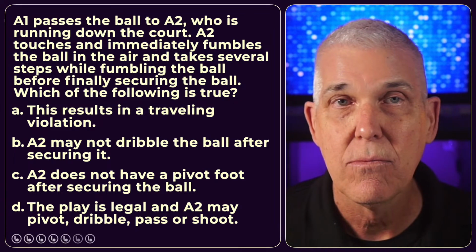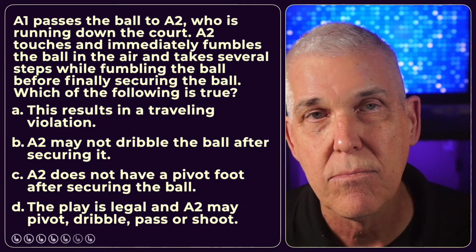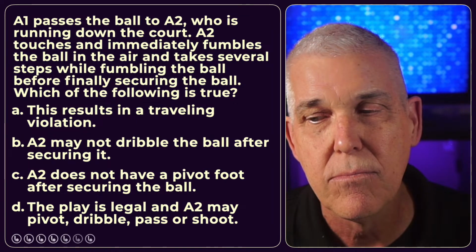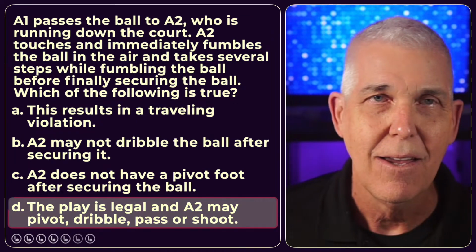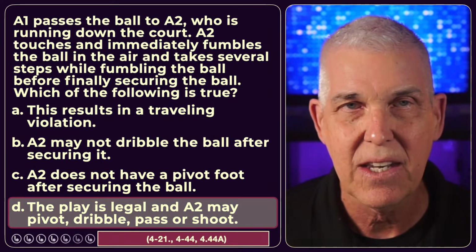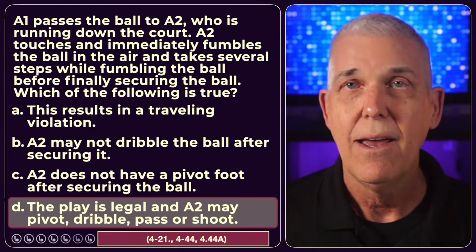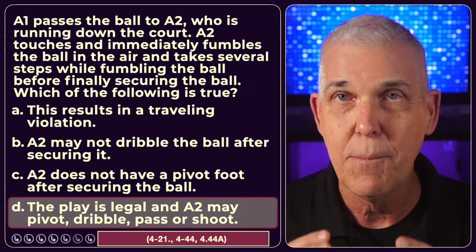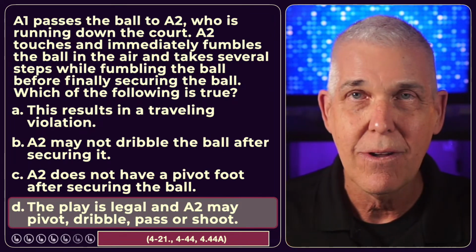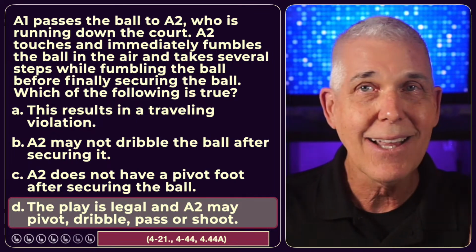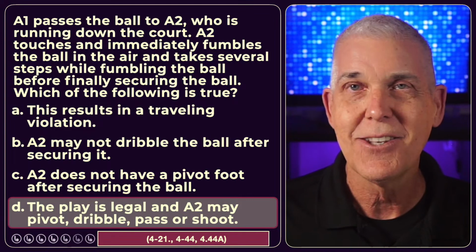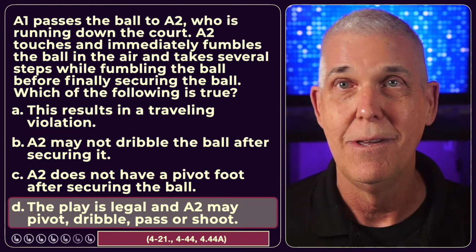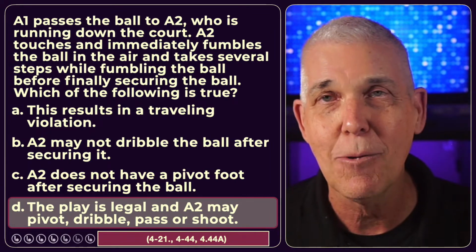Our correct answer here is D. The play is legal and A2 may pivot, dribble, pass, and shoot, right? Understanding that a player, before they can travel, they must be holding the basketball. Does this player ever hold the basketball? Is this play highly unusual? And the energy in the gym is going to say, ref, you've got to blow your whistle, right? This is a legal play by rule.